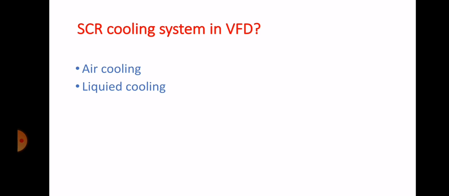SCR cooling system in VFD. There are two types of cooling system in VFD for cooling of SCR, silicon control rectifier. One is air cooling and the second is liquid cooling. For large industrial use of VFD, a liquid cooling system is used. You normally use distilled water with very low conductivity for cooling of SCRs, and for small VFDs, the air cooling system is also used.